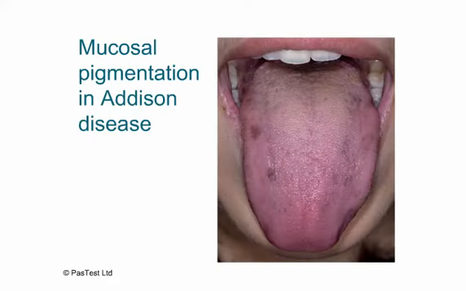This is a slide of a child with mucosal pigmentation in Addison's disease. Pigmentation occurs because of high levels of ACTH. ACTH and melanocyte stimulating hormone, MSH, are similar in nature and cause pigmentation in the skin, typically in the palmar creases and in the mucosal membranes on the tongue or in the inner aspects of the gums or lips.